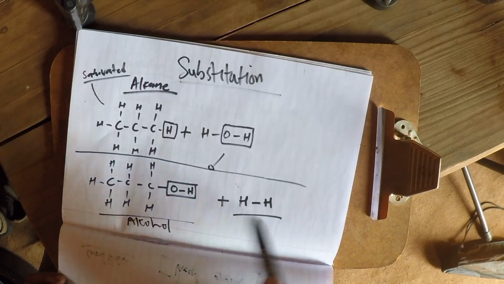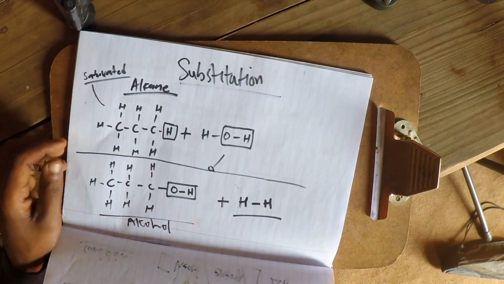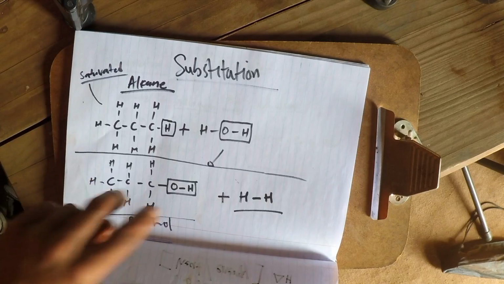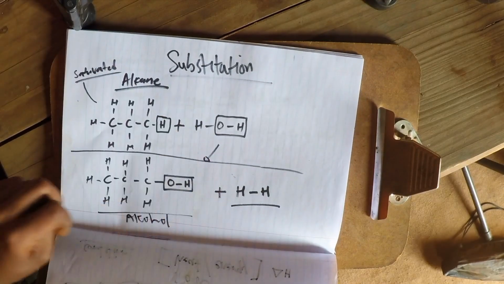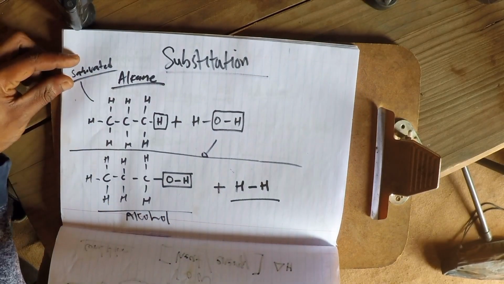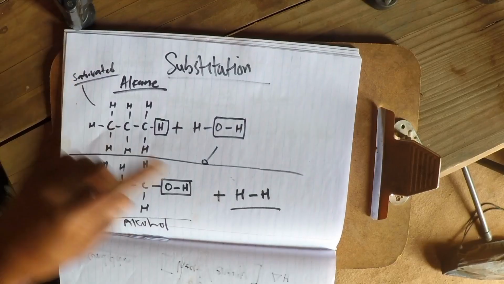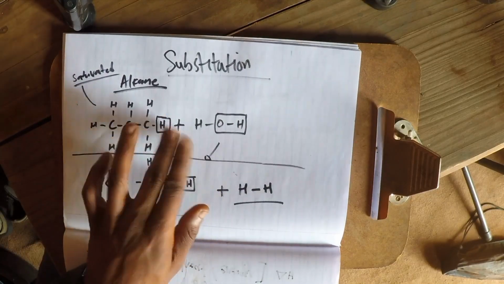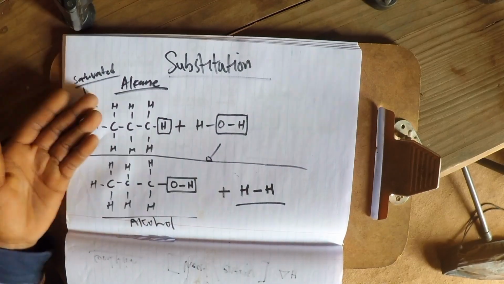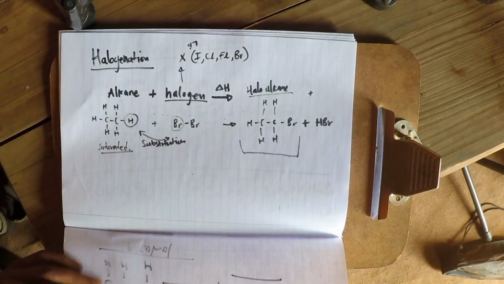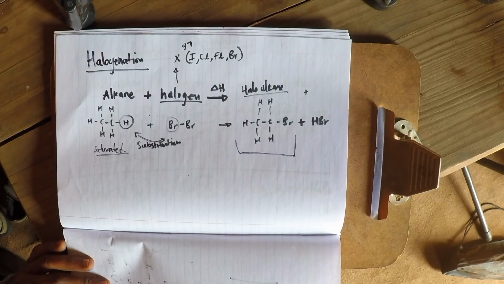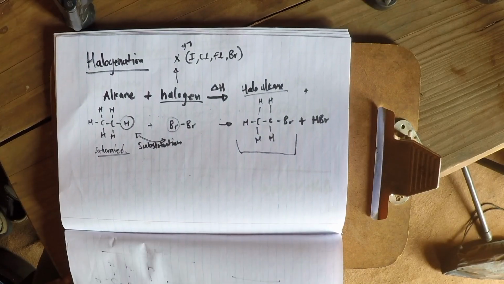You get an alcohol and a hydrogen. All right, so this is a process of substitution, whereby we cannot add to this alkane because it's saturated. But because it's reacting with this water, this substitution can happen. So this is an example of a substitution reaction, and this reaction was used as an example.